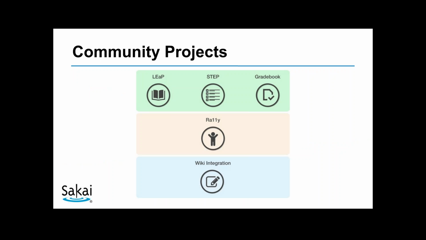I wanted to point out that the Gradebook project is one of 3 community projects that are currently underway, and that includes LEAP, the Lessons Project, STEP for Samigo, and the Gradebook project. And then there are some additional projects that are either under consideration or are being explored, and that includes the Rally project, which is around accessibility, and there's some interest in a wikis integration as well. So I just wanted to show how this fits into the larger group of community projects.